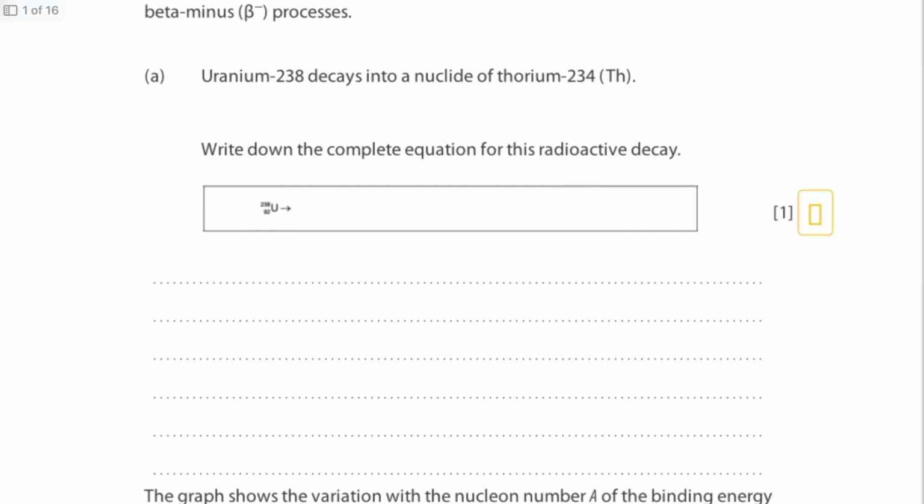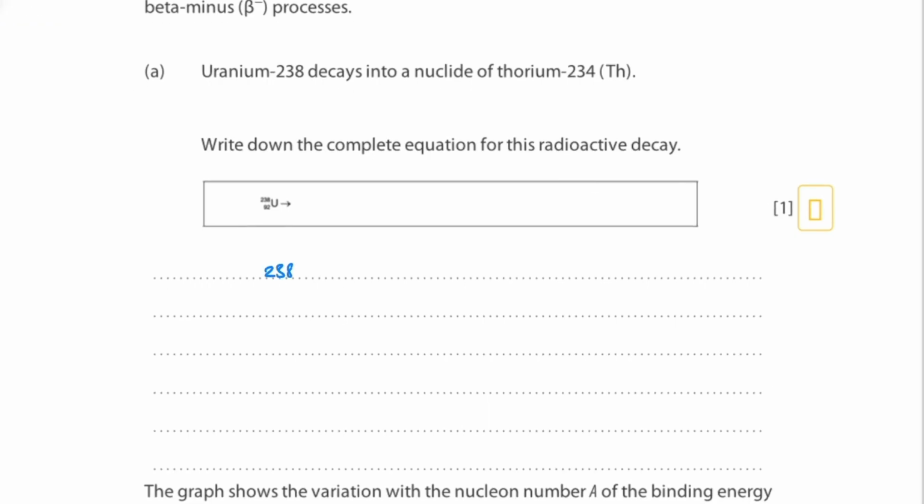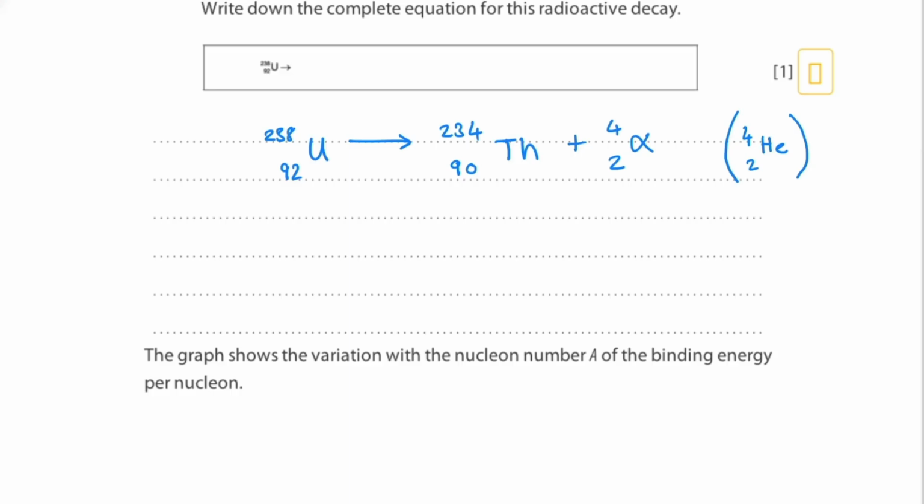Well, it's a little bit small there, so let's write it underneath. So 238, that's the number of nucleons, 92 uranium, goes to, and we know we're going to 234 thorium. To go down to 234, we're losing 4 nucleons, and that means we're looking at an alpha particle. An alpha particle looks like this, and that means we have to have 90 here as our answer. Instead of 4 2 alpha, you could write helium, and I would probably be more comfortable writing this as well, but both are correct.